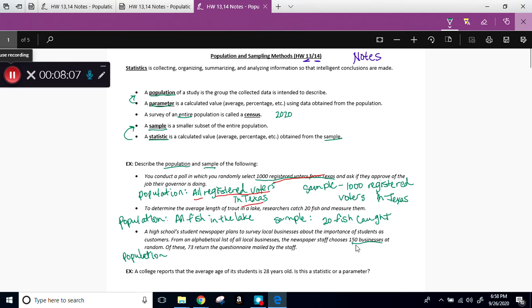Oh, I'm saying it wrong. So, okay, this is where we've got to look at this. Let me read it again. A high school student newspaper plans to survey local businesses about the importance of students as customers. From an alphabetical list, they choose 150 businesses at random, and of these, 73 return the questionnaire. So the 150 that they choose would be their sample if they all sent them back in. So the population is really all the local businesses. I was thinking about it wrong at first, but it would be all local businesses.